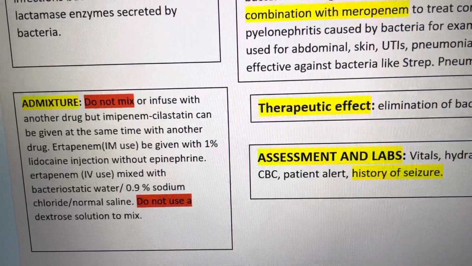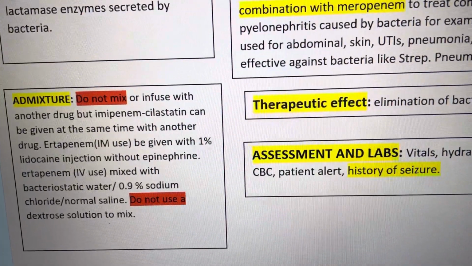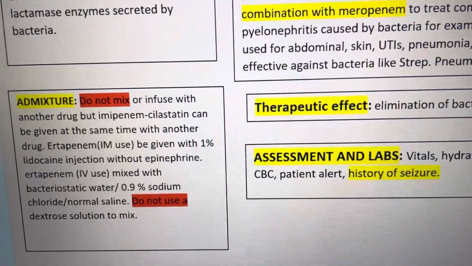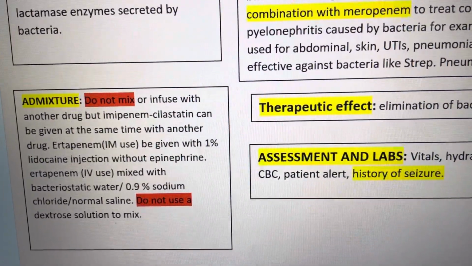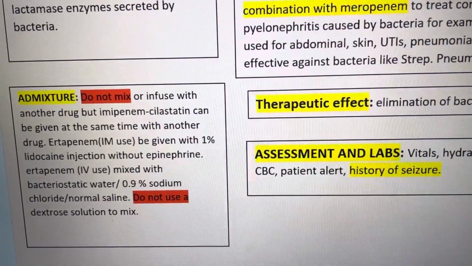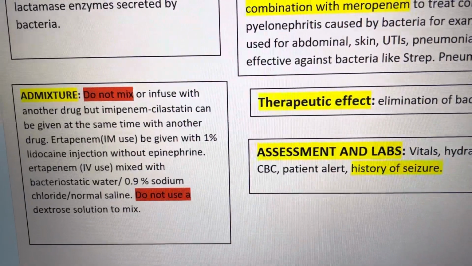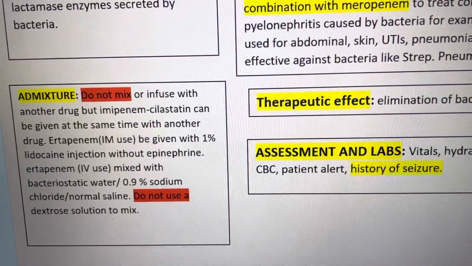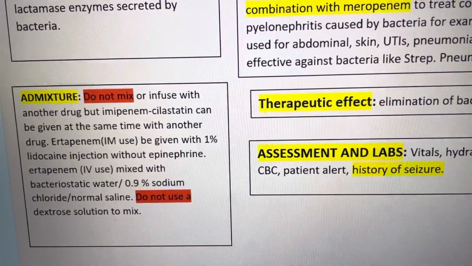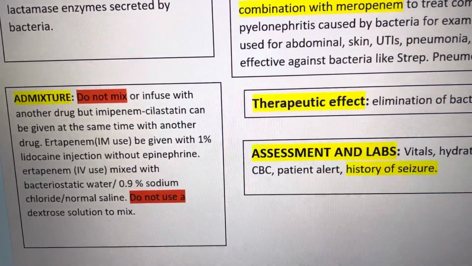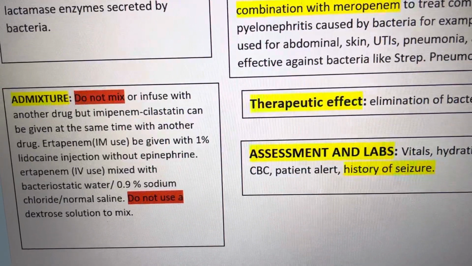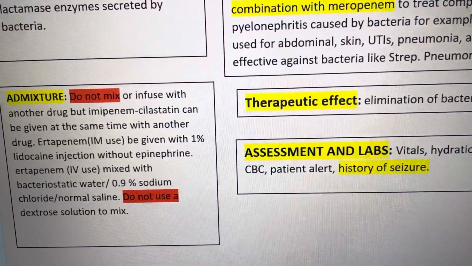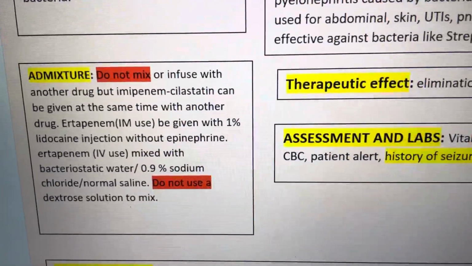So for example, if we are going to give the drug in a syringe, we're not going to infuse or mix them together, but yes, we can give them separately at the same time. So it's very important that we know the specifics about how to give medications, because it can cause a lot of side effects if we don't know the right route and the right time and how to give it in the right way.